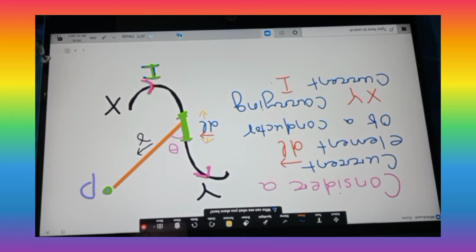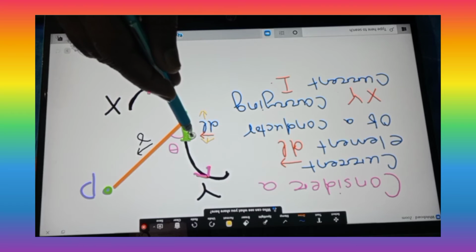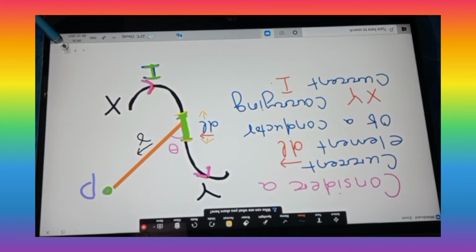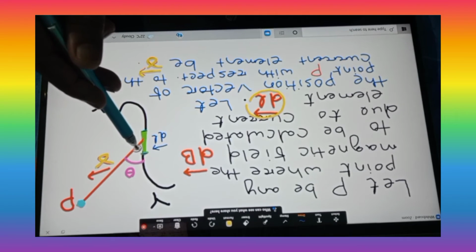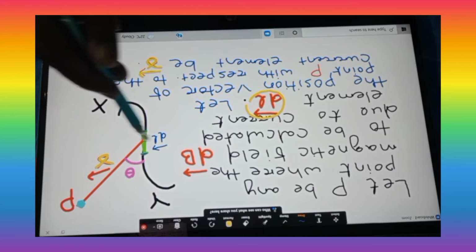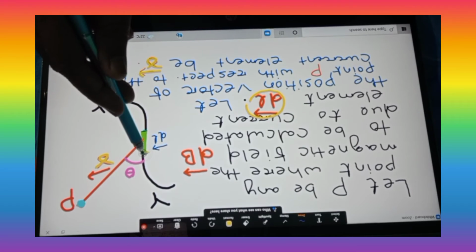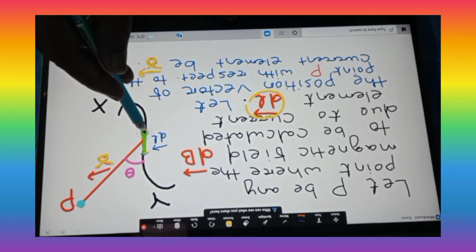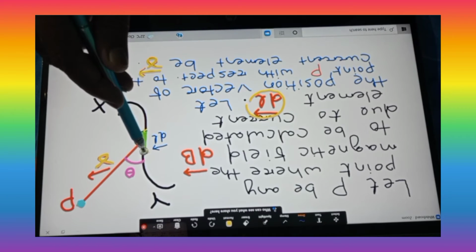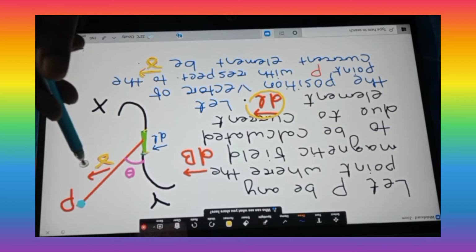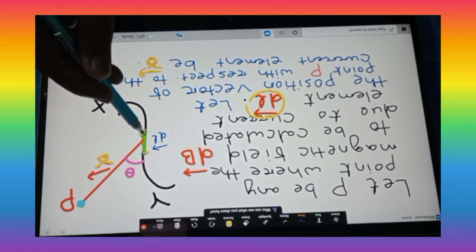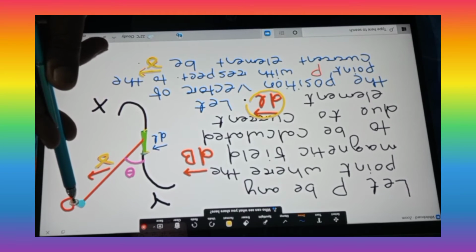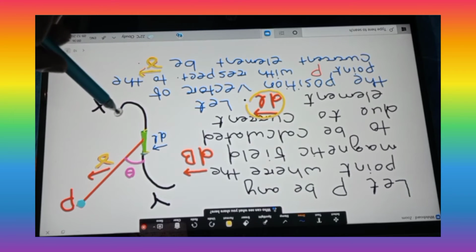Let us consider a current element dl of conductor XY carrying the electric current I. Here dl is the small part of the conductor. Understand? Let P be any point where the magnetic field dB is to be calculated due to the current element dl. Let us consider a small current element whose length is dl. This is the segment, the small part of the conductor. You have to find out the magnetic field at the point P due to the current element dl. Let r be the position vector of the point P from the current element dl.